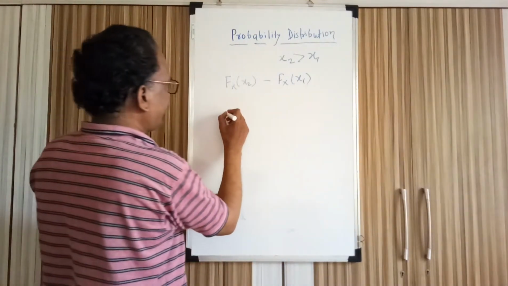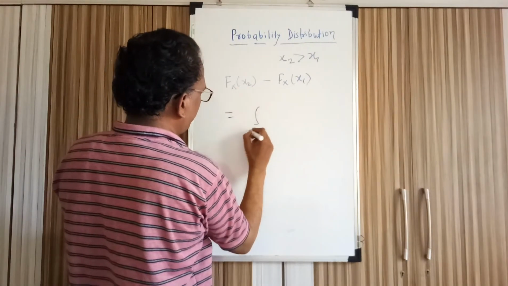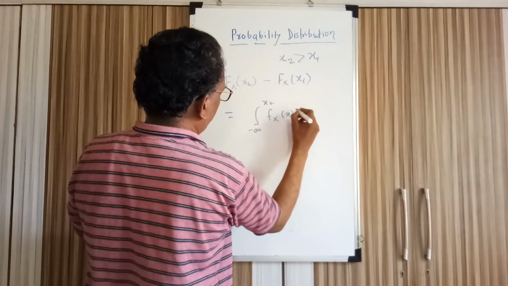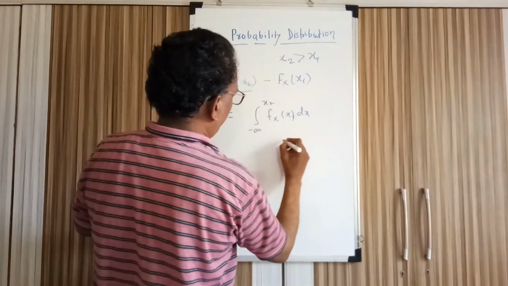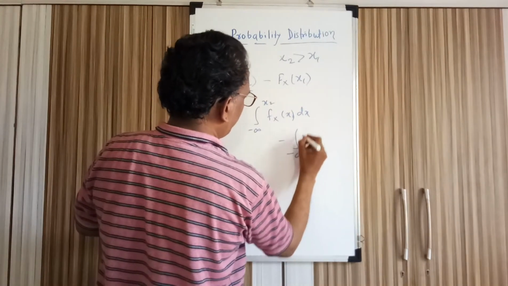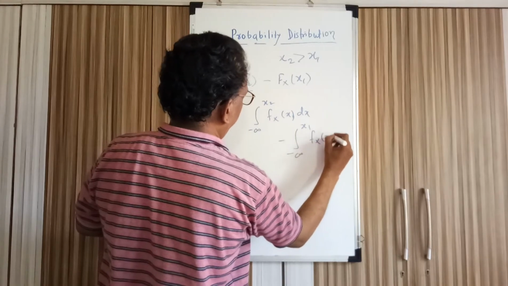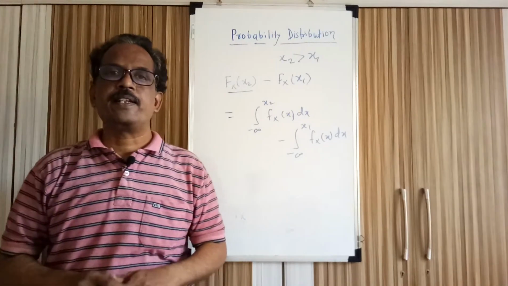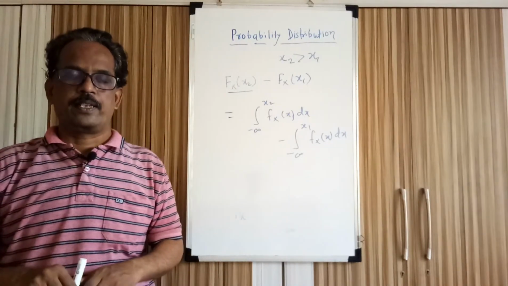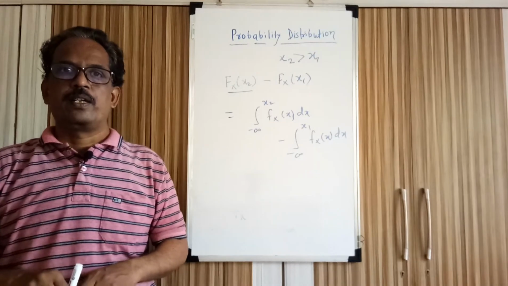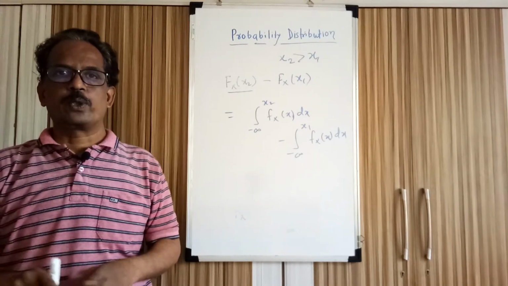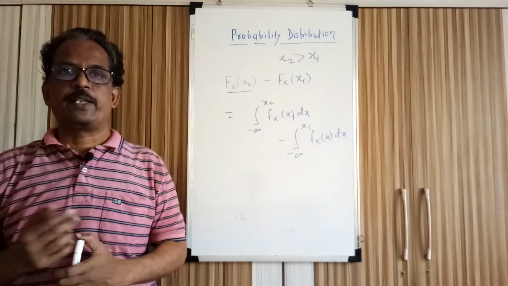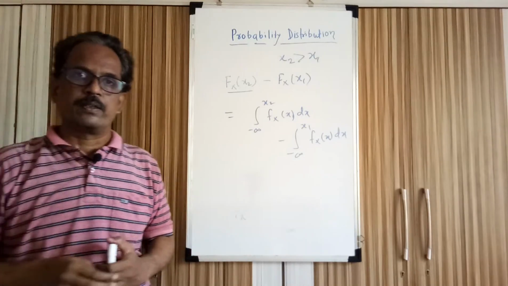The same thing I can write in terms of F of x2, meaning the integral from minus infinity to x2 of fx of x dx. This is for the first one, and for the second, again the integration from minus infinity to x1 of fx of x dx. Mind well, if the random variable is continuous, in that case we use the density function, that is small fx of x. If it is a discrete random variable, then naturally the density function is available in terms of probabilities p1, p2, p3 and so on.